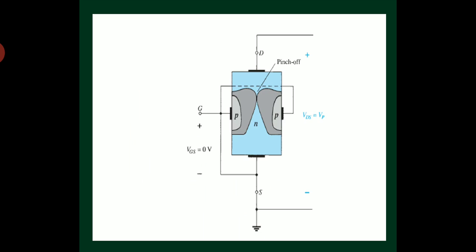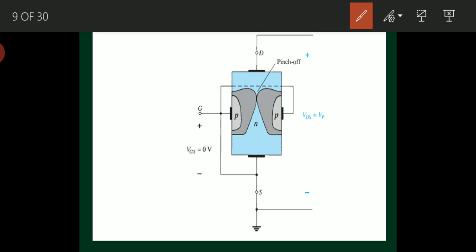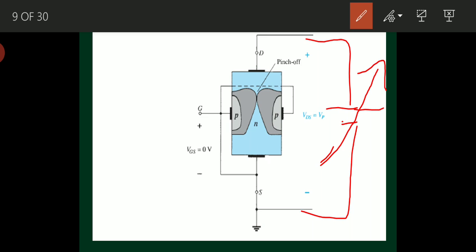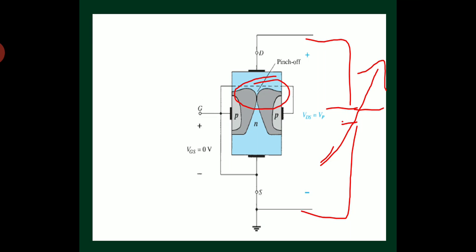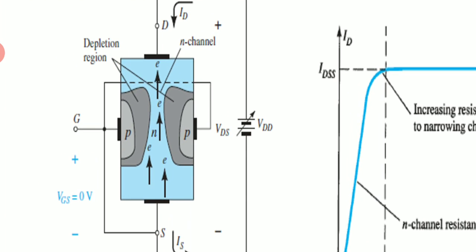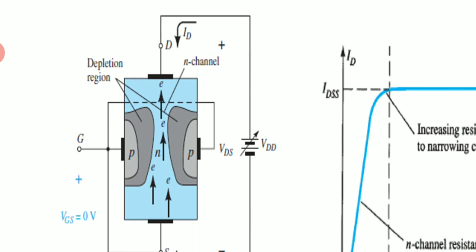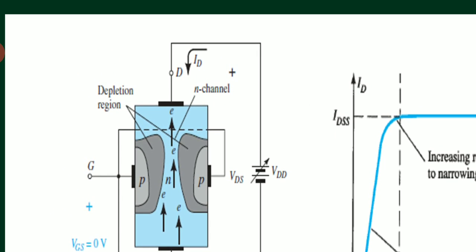Let us move on to this slide. Here you can see, if the reverse bias voltage VDS increases, this junction will get reverse biased much more. Literally they would touch each other, but they won't touch. See this diagram. They won't touch, and a small gap is present between these two depletion regions. So the gap will become constant.